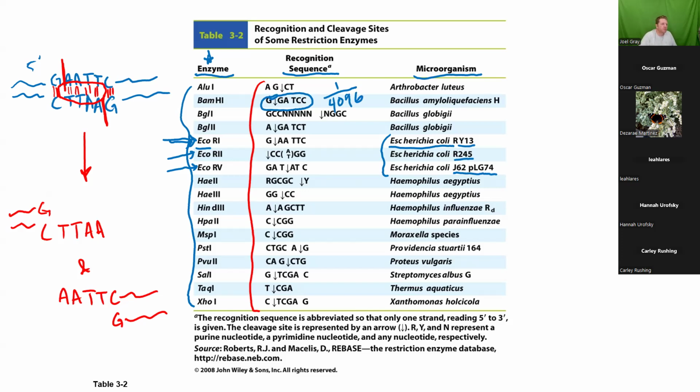If you have a piece of DNA that's 2,000 base pairs, your odds of finding GGATCC in this randomly generated piece of DNA is considerably lower.